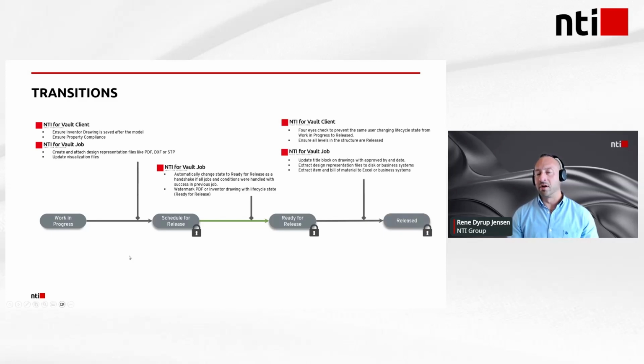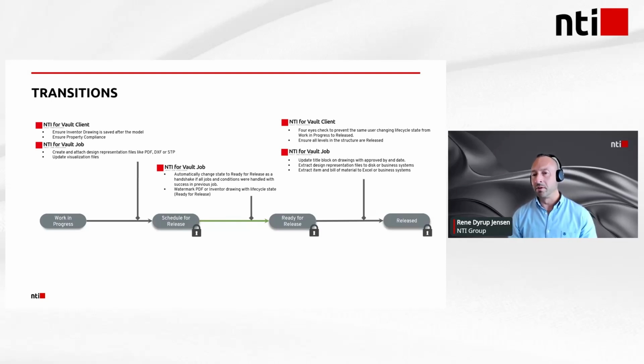And afterwards, a combination of NTI for Client and NTI for Job could also add additional functionality like forward check. So if one user changes the state from work in progress to schedule for release, another user has to change the state from ready for release to release, for example. It could be if you have critical components as part of your design data. We can also ensure that all levels in the structure are released before you can release the main assemblies.